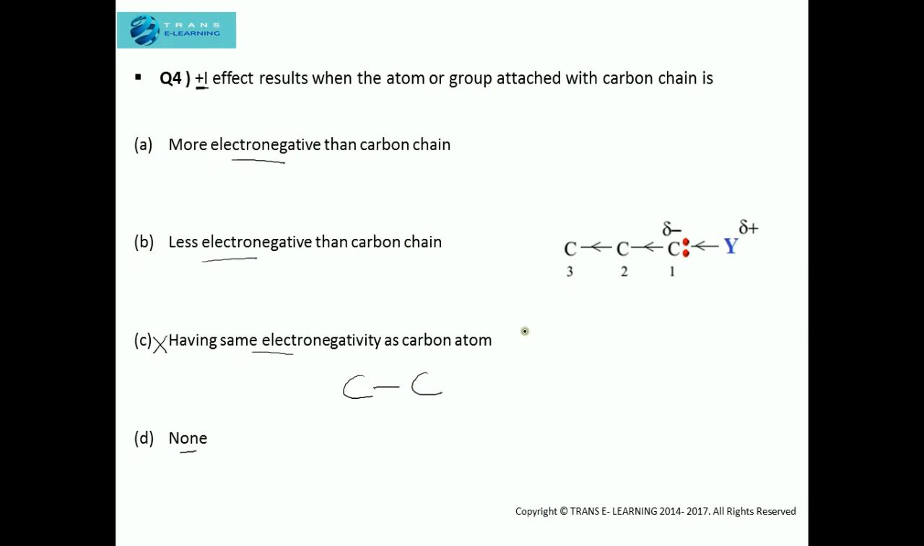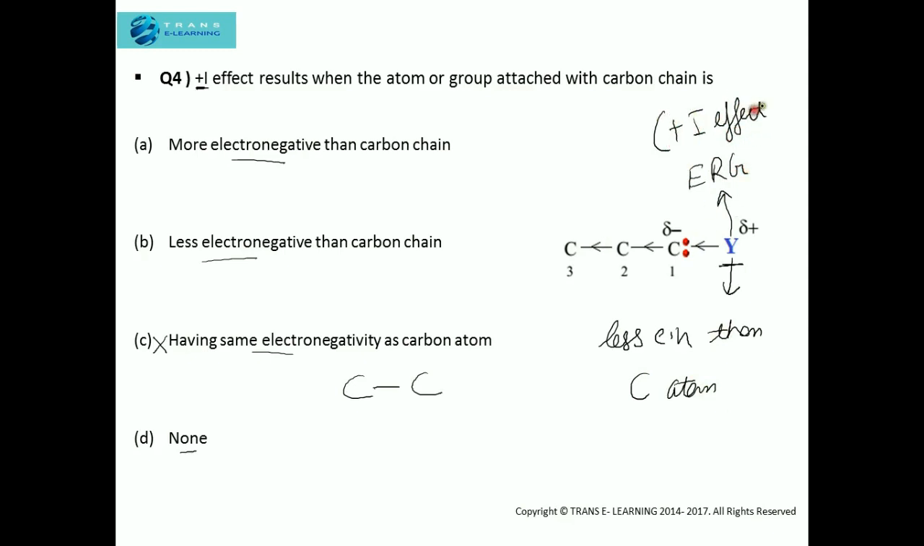As I've told you earlier, the plus I effect results when an electron releasing group is attached to the carbon chain, which can donate electrons, and it is possible when this atom is less electronegative than the carbon chain. So this group is known as electron releasing group, and the effect is known as plus I effect, which is the donation of electrons towards the carbon chain. So the plus I effect results when an atom or group attached with carbon chain is less electronegative than the carbon chain. So the correct option is B.